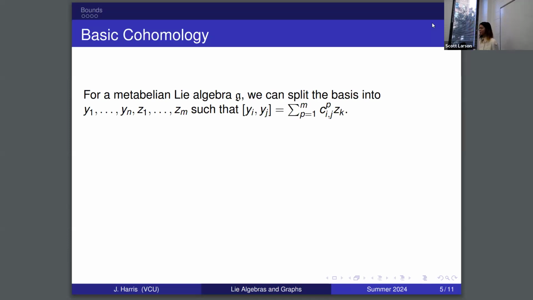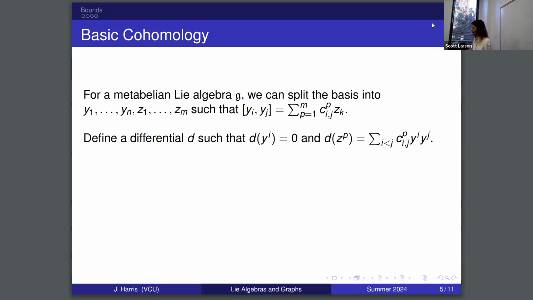very important in our project, and is also going to be a very simple definition compared to what many people use, but this is the basic definition that we use for our project. For a basic cohomology, we're going to be splitting up the basis into our y's and our z's. And we're going to define the differential where if you plug in any y, it's going to give you 0. But if you plug in z's, it's going to give you a linear combination of the y's that bracket to it. So if you put in z, which was the edge between y1 and y2, this would then give you y1 y2.